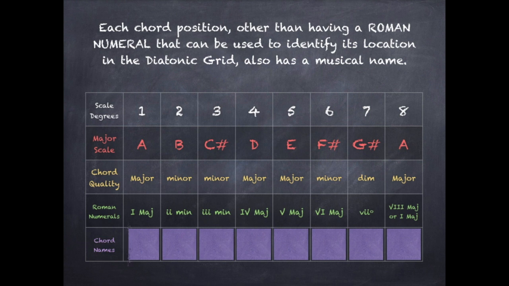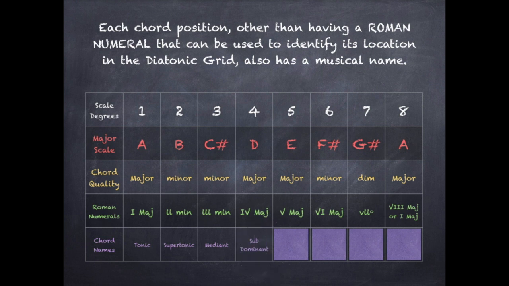The word tonic is the name given for the chord in the first position, in this case A major. The name supertonic is the name given to the chord in the second position, in this case B minor. Mediant is the name that is given to the chord in the third position, in this case C sharp minor. Subdominant is the chord name given to the chord in the fourth position, in this case D major. Dominant is the chord name given to the chord in the fifth chord position, in this case E major.